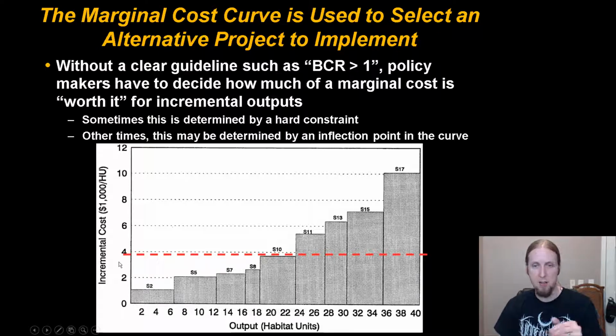And other times we might just look at the curve in this case and say, well, around strategy 10, you can see there's a big jump suddenly. If we want to produce more than 24 habitat units of protection, suddenly the incremental cost goes way up. Decision makers might look at that curve and decide that that's the point where it becomes too expensive. It's not worth going up any further.